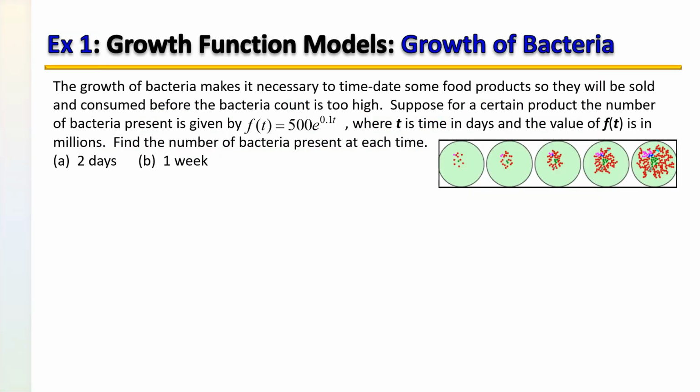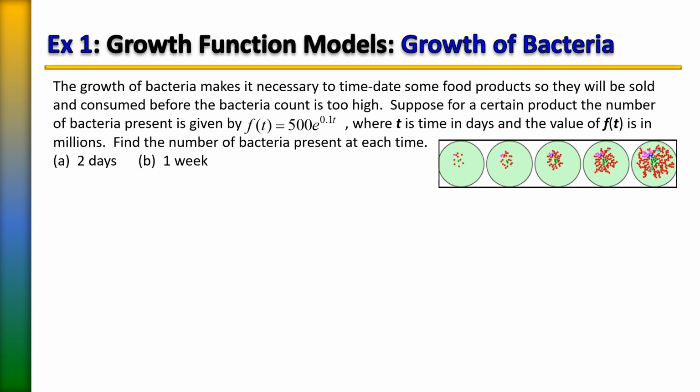The growth of bacteria makes it necessary to time date some food products so that they will be sold and consumed before the bacteria count is too high. Suppose for a certain product that the number of bacteria present is given by f of t equals 500 e raised to the 0.1t, where t is time in days and the value of f of t is in millions. Find the number of bacteria present at each time.